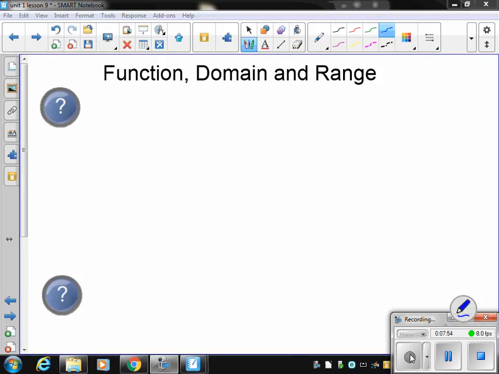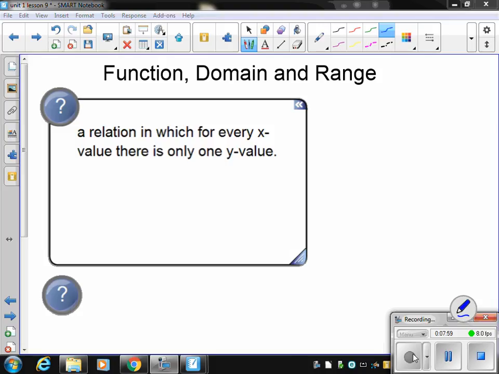To remind ourselves about the definitions, a function is a relation in which there is only one y value for every x value. You also have the vertical line test.